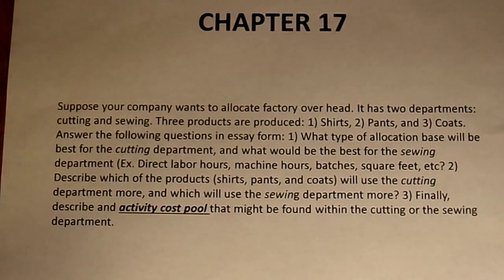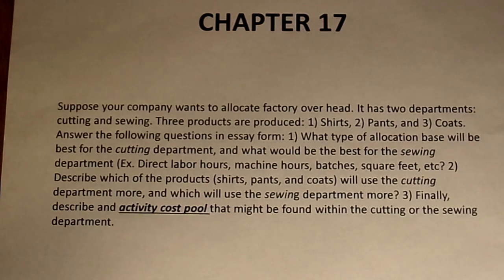So here it is, and again, if you have any trouble seeing it on the video, it's also in the PowerPoint slide for the study guide. Suppose your company wants to allocate factory overhead. It has 2 departments, cutting and sewing. 3 products are produced, shirts, pants, and coats. Answer the following questions in essay form. What type of allocation base will be best for the cutting department? And what type would be best for the sewing department?